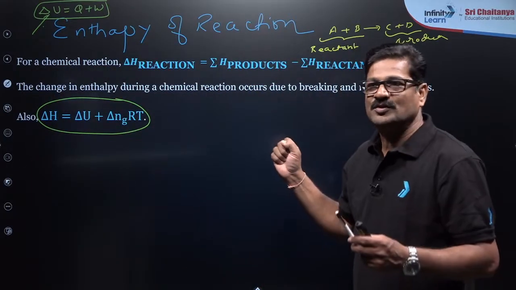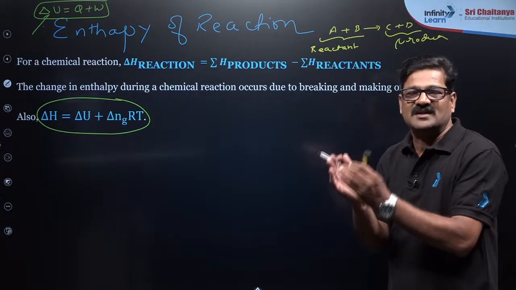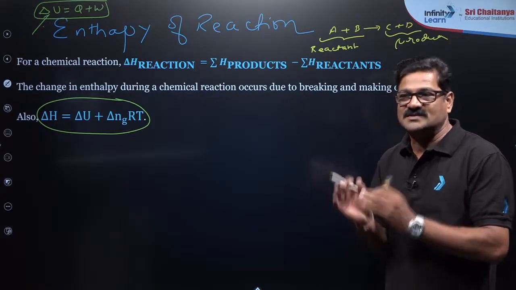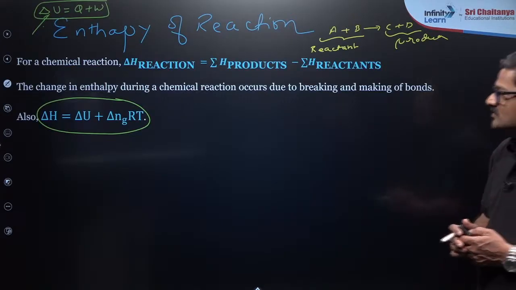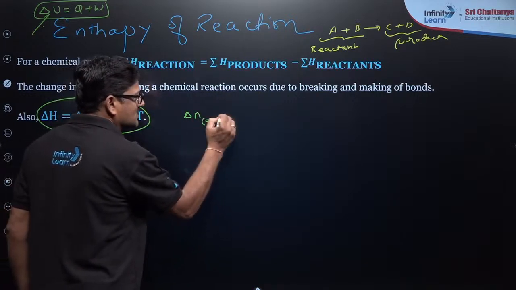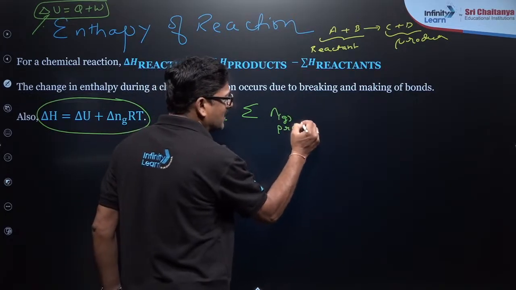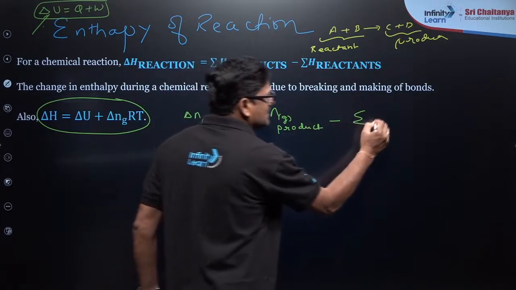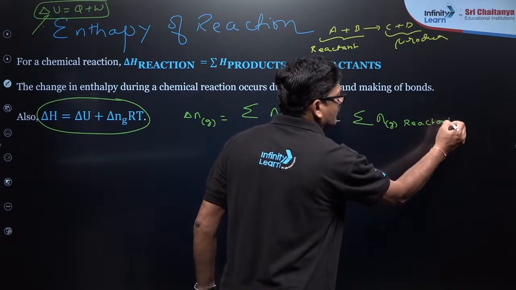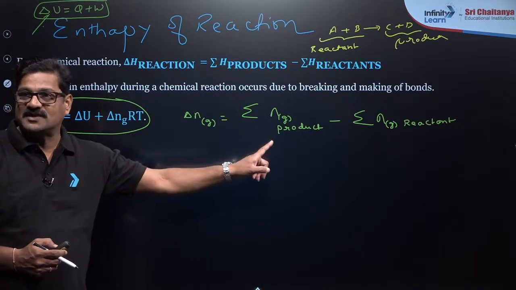Okay, bachcho. So what is delta n? Delta n is the difference in the gaseous number of moles of product minus gaseous number of moles of reactants. That's what I want to say. Delta n is equal to the sum of the number of moles of gaseous products, हमेशा products minus reactant होगा ना, minus the sum of the number of moles of gaseous reactants. So you have to identify this. Only in the gaseous state you have to take.